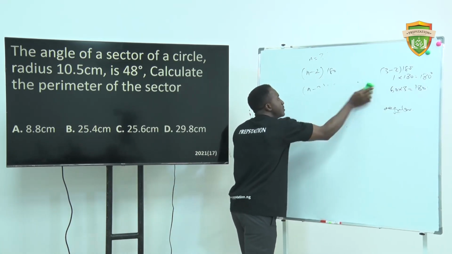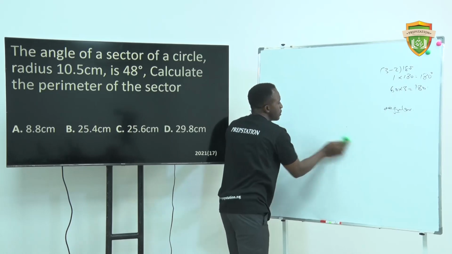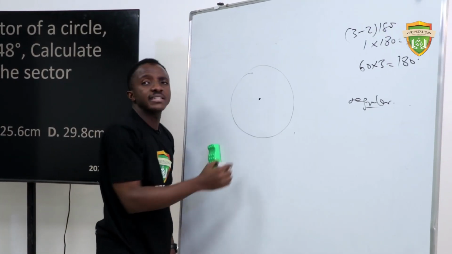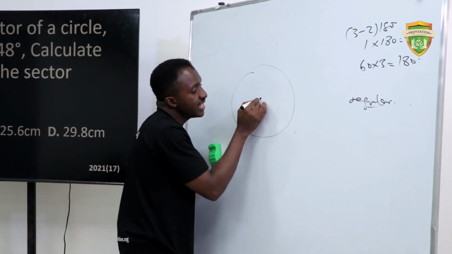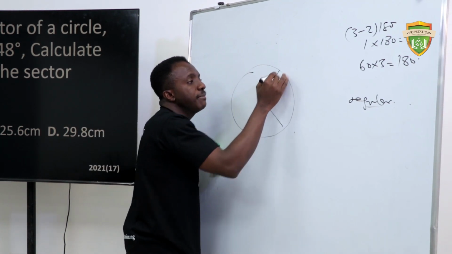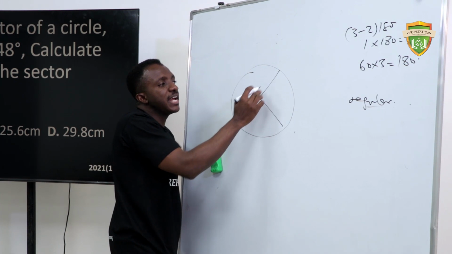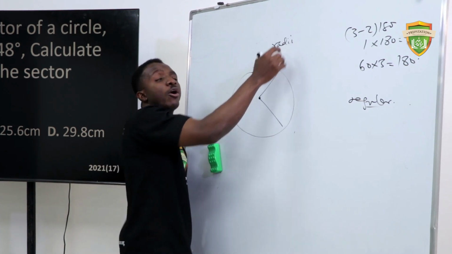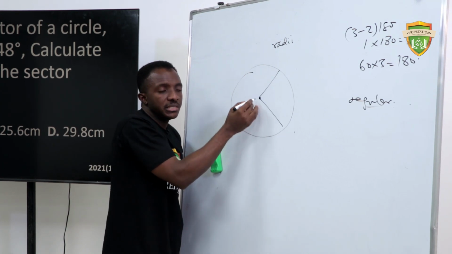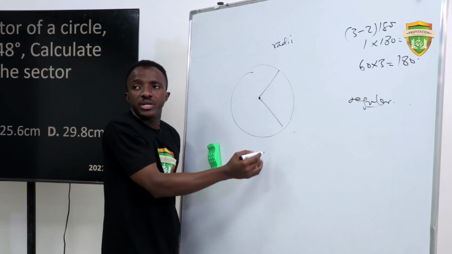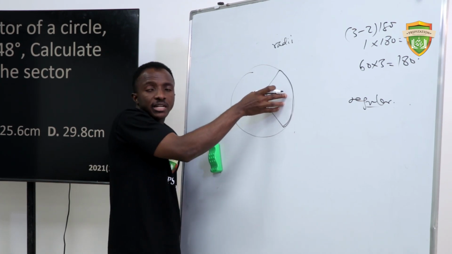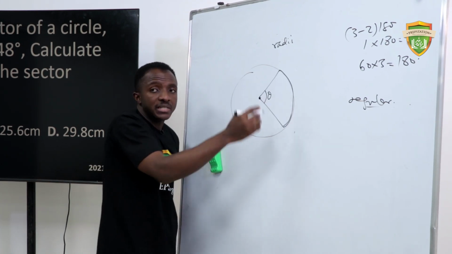Now let me take you back to circles. You must have been taught circles. Now this is a circle. Every circle has a center. So what is a sector? A sector is simply an area bounded by 2 radii. Radii is the plural of radius. This is a radius, this is another radius. So we see 2 radii and an arc. You see, this is a sector, just like you have your pizza.